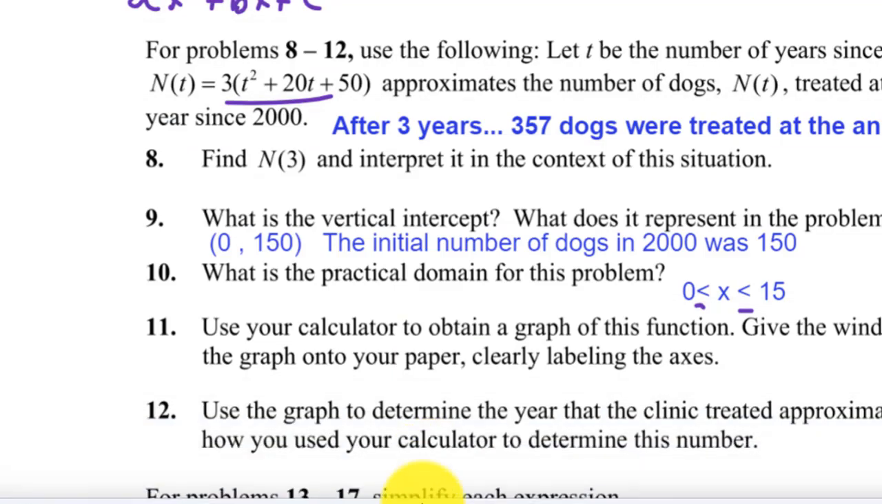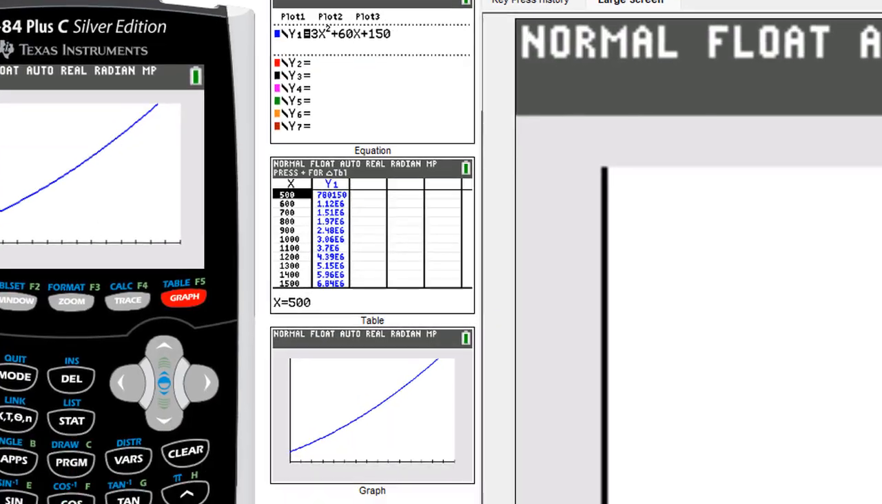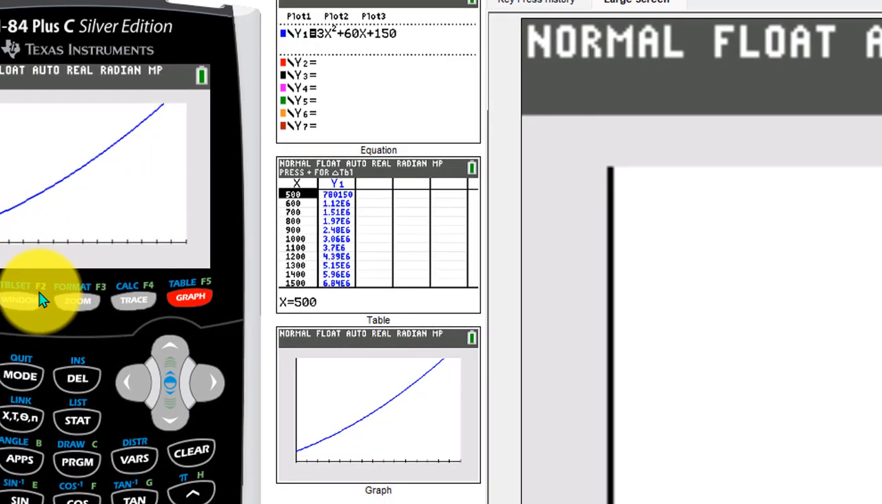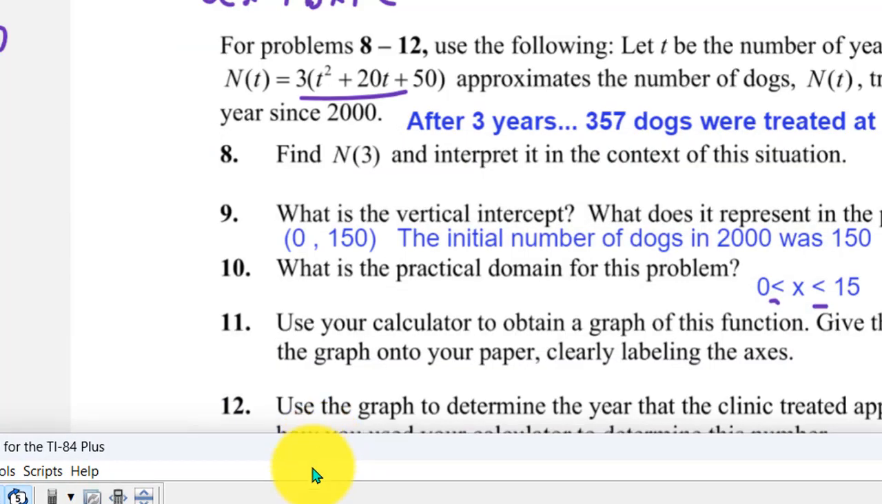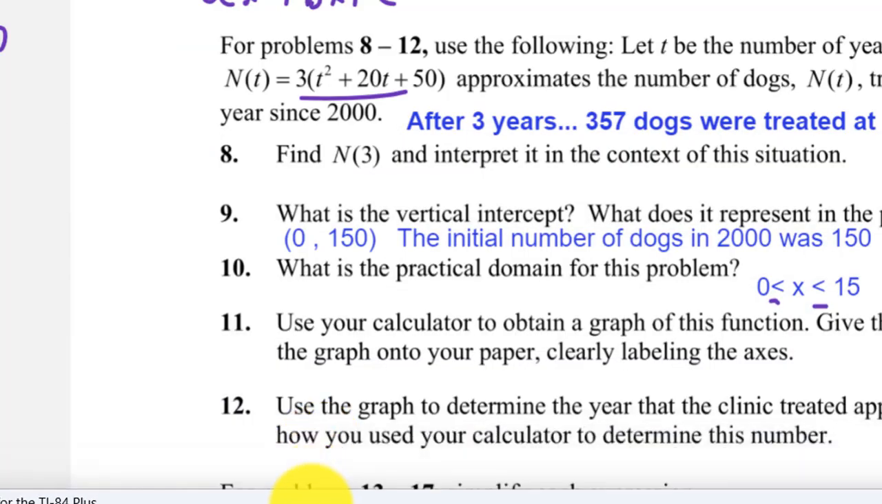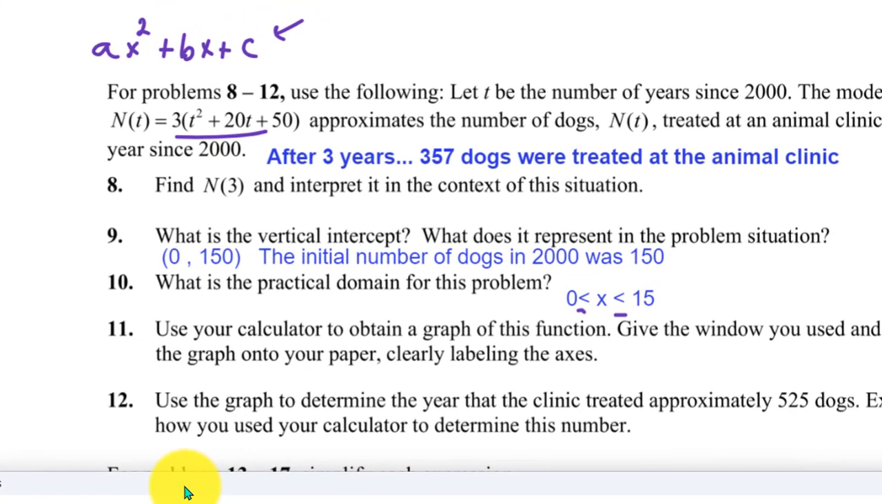Let's see, what else do they ask us to do? In terms of the labels, the horizontal axis was my t, the number of years since 2000, and my y-axis, or my vertical axis, was the n, the number of dogs, okay? Now, let's see. Question 12. Use the graph to determine the year that the clinic treated approximately 525 dogs.